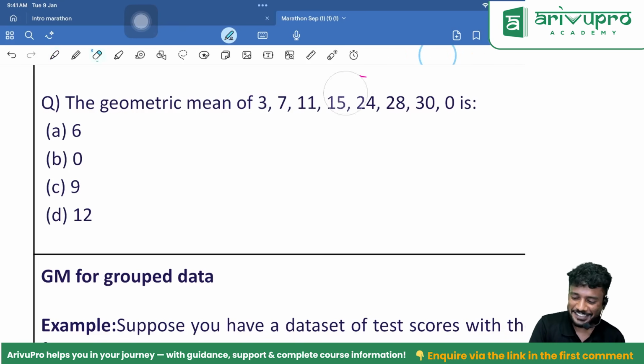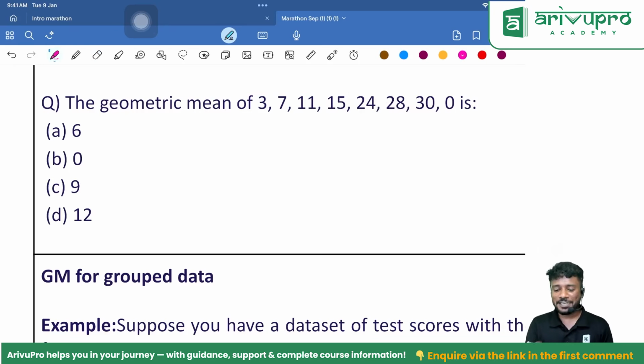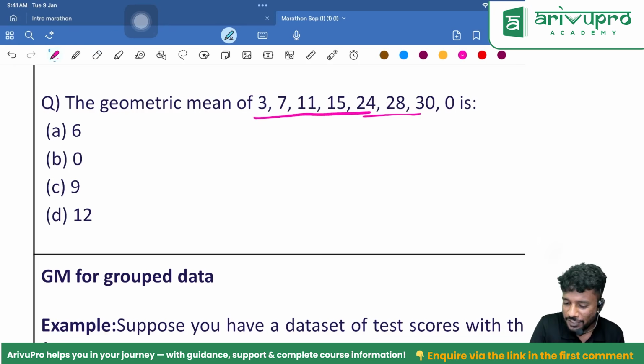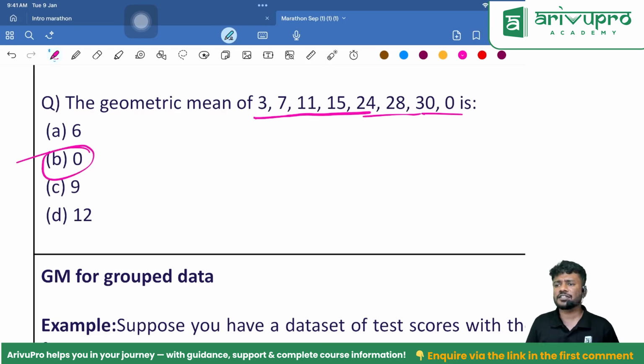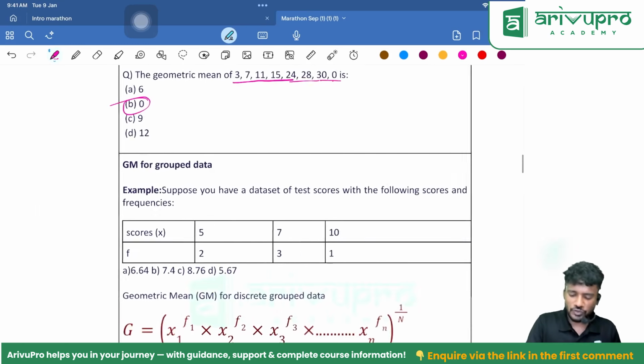Okay. Geometric mean of 3, 7, 11, 15, 24, 28, 30 and 0 is how much? 0. Why is it 0? Because the product of 0 is 0. With any number, if you multiply by 0, it will be 0.